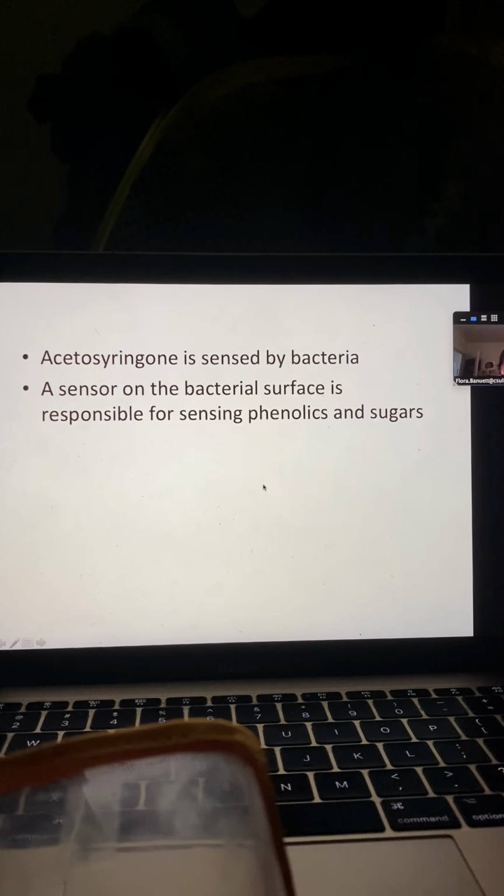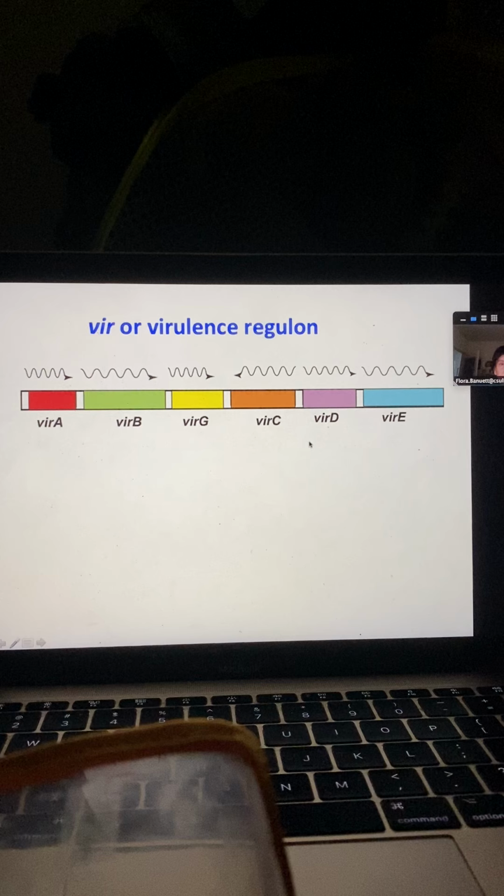Acetylsyringone is sensed by the bacteria, and a sensor on the bacterial surface is going to be responding to the presence of acetylsyringone, which is a phenolic, and some sugars too that are produced. And the sensor is the product of the VirA gene in the Vir regulon. So we saw that you have the VirA gene. So VirA codes for the sensor histidine kinase.